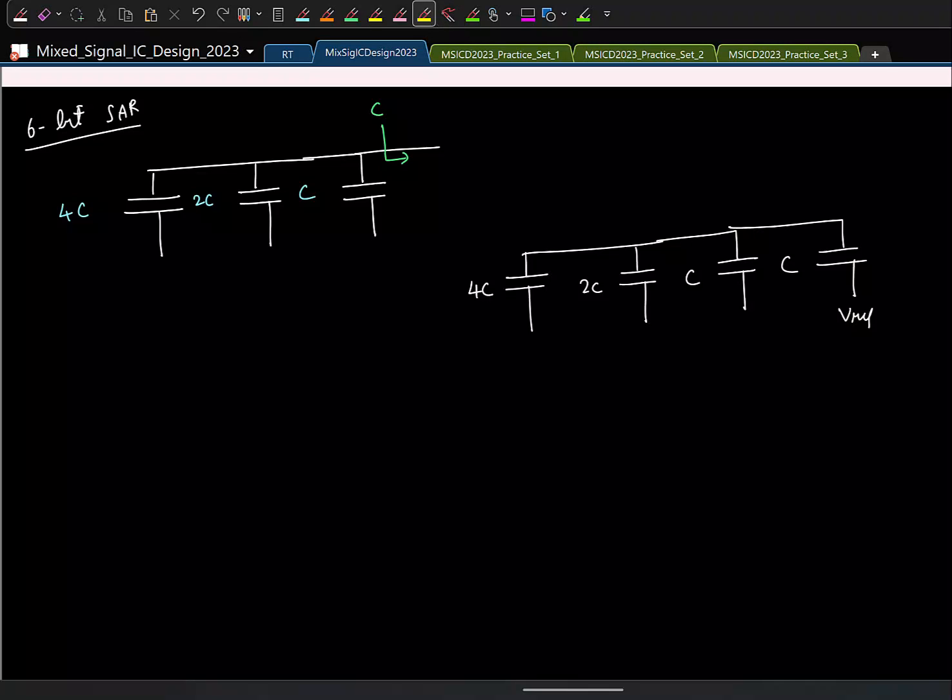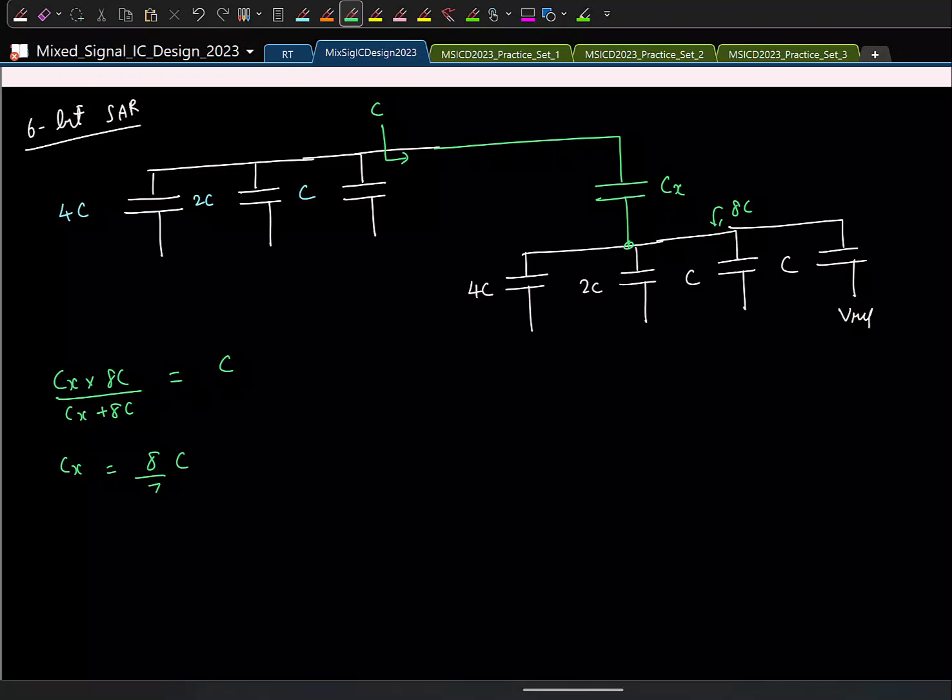So what I can do is the following. I'll put something like this. Let's say this is Cx. Now let's see what is the value of Cx. So the series combination is Cx, and remember, this is 8C. 8C in series with Cx should be equal to C. So what do you get for Cx? 8/7 of C.